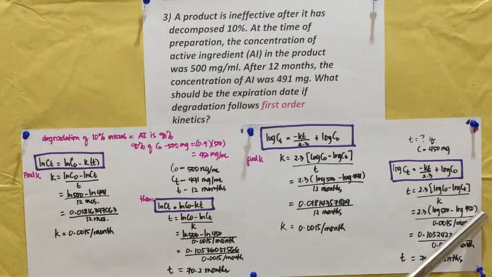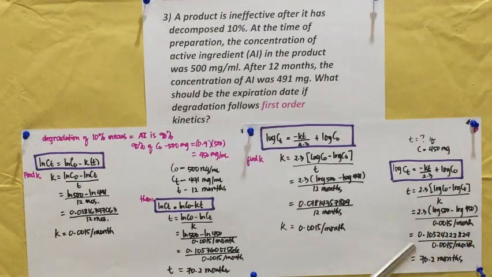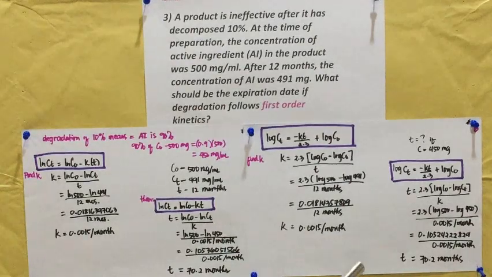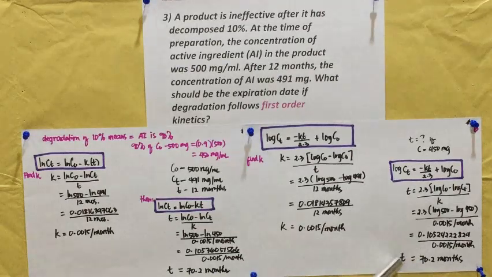So this portion here will give us the value of 0.10524222829 divided by 0.0015 per month. So our time now is equivalent to 70.2 months. So if you look at it, they are just the same. So kahit saan dito ang gamitin nyo na formula, you will arrive at the same answer. So again, 70 months. So 5 years and 10 months ang shelf life ng inyong gamot.